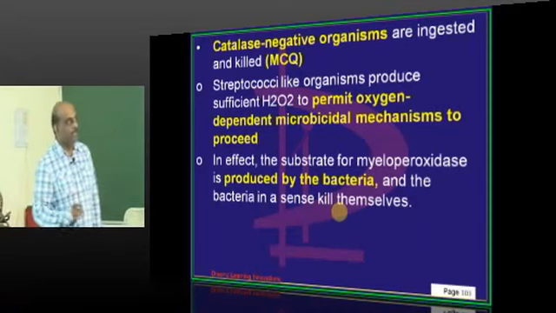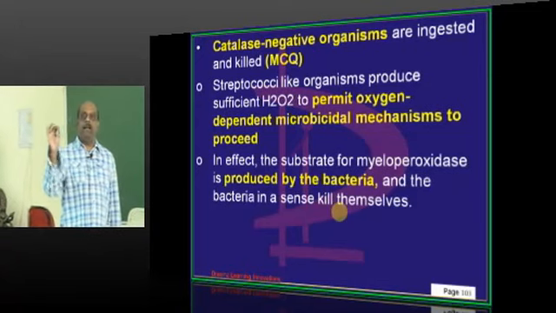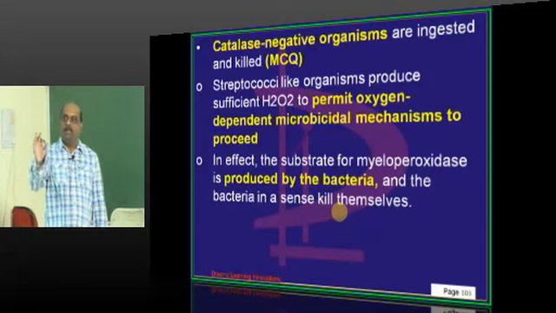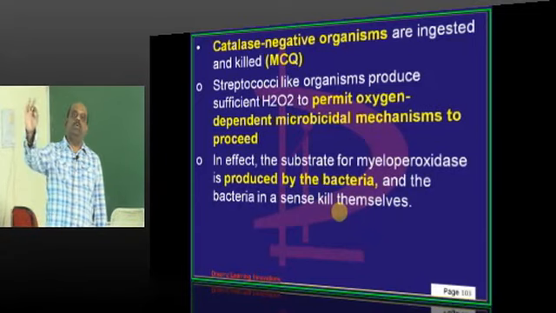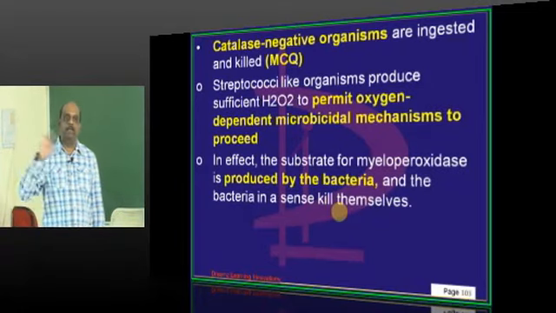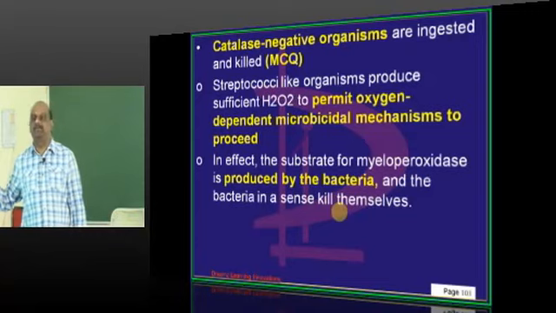That's the reason, doctor. Chronic granulomatous disease. When tomorrow the examiner asks a question, what will you answer? Catalase-positive organisms like Staphylococci can't be handled. Infections will occur, but catalase-negative organisms like Streptococci will be normally killed.